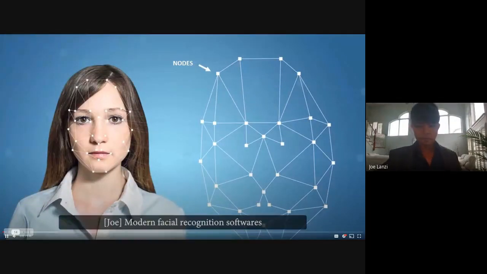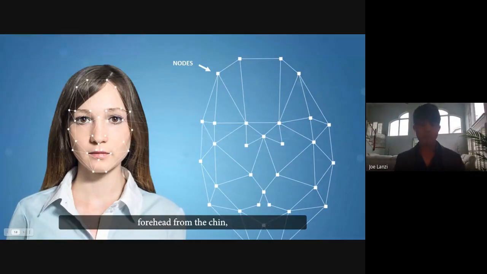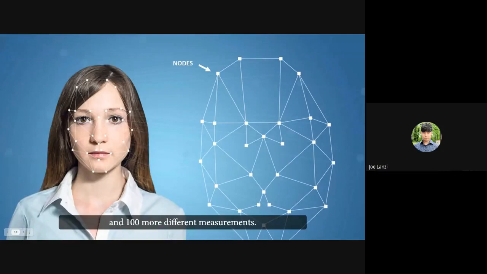Modern facial recognition software is a form of biometrics that map facial features called landmarks or nodal points from a photo or a video. These landmarks include the distance between the eyes, width of the nose, depth of the eye socket, distance to the forehead from the chin, and 100 more different measurements. All these are converted into the individual's facial feature using mathematical formulas. It is then compared to a database of known faces to find a match.